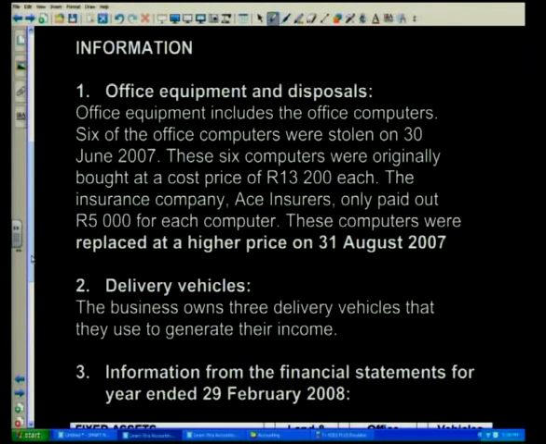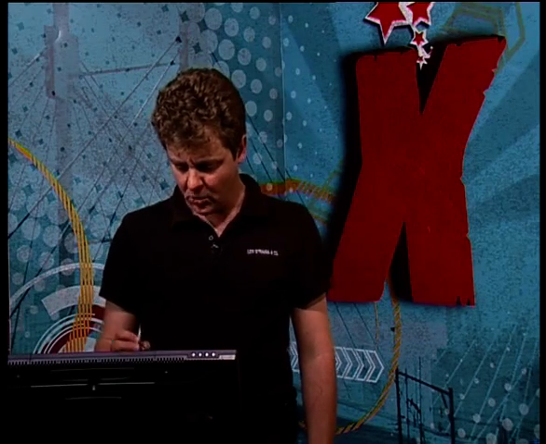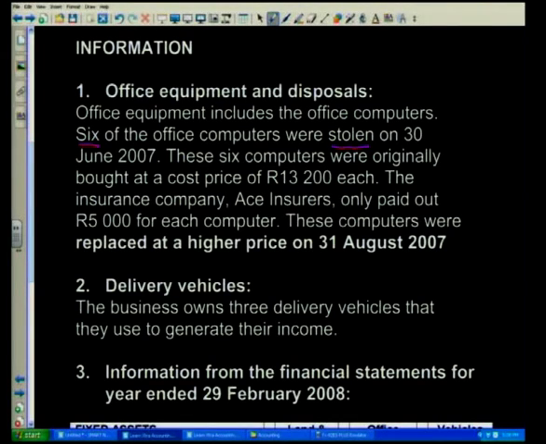The question tells us that 6 of the office computers were stolen on the 30th of June 2007. So when something is stolen, even though it hasn't been sold, you would need to draw up an asset disposal account. It also tells us that the 6 computers were originally bought at a cost price of 13,200 Rand each. So there are 6 computers, each costing 13,200 Rand, that have now been stolen.